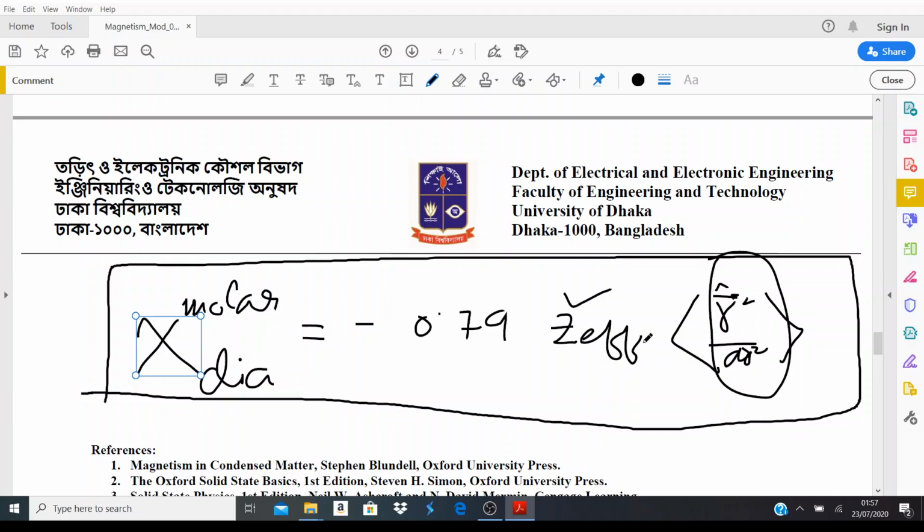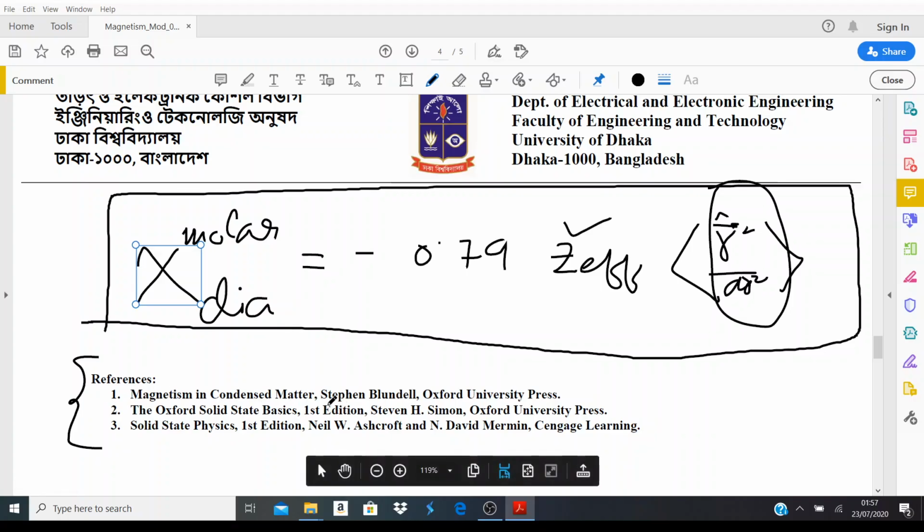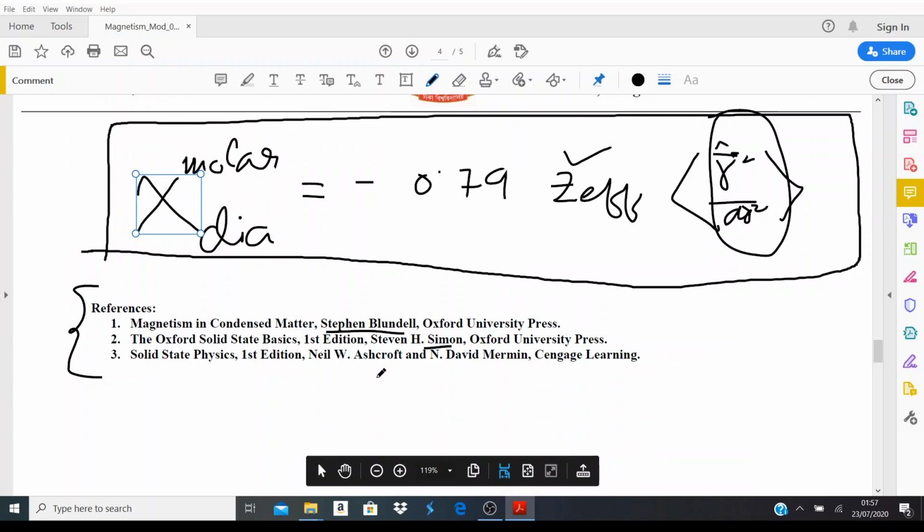So I think that's about it, and the reference for this lecture is still the same, the three ones from Stephen Blundell, one from Simon from Oxford University, and then the classic one, Ashcroft and Mermin.